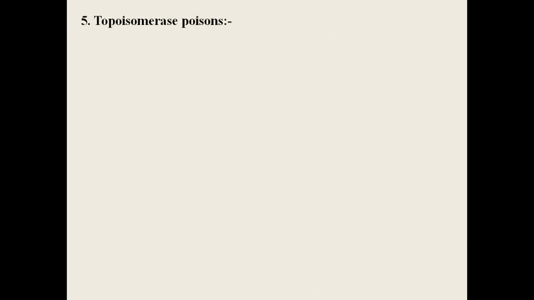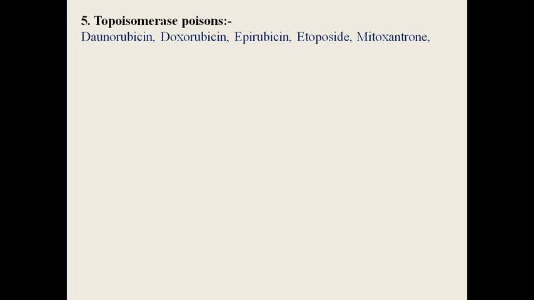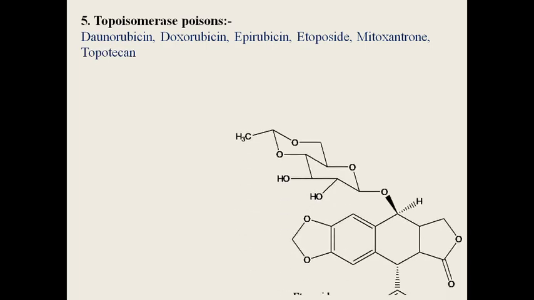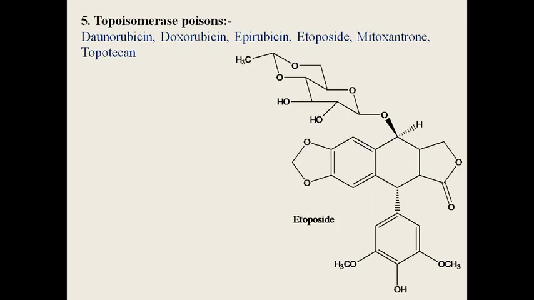Next are topoisomerase poisons: daunorubicin, doxorubicin, epirubicin, etoposide, mitoxantrone, topotecan. This is etoposide structure. You can see here is a cyclic lactone. Cyclic ester, C double bond O, and cyclic esters are called lactone. This is a 5-membered lactone, this is carbon, alpha, beta, gamma, this is gamma lactone.